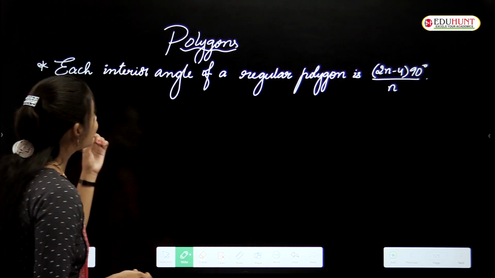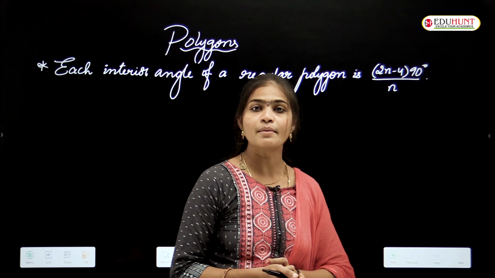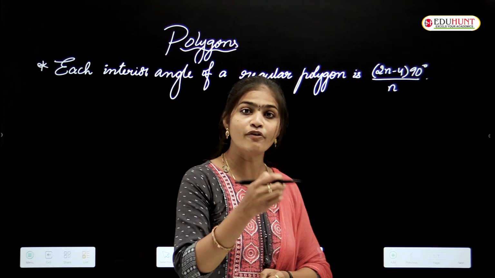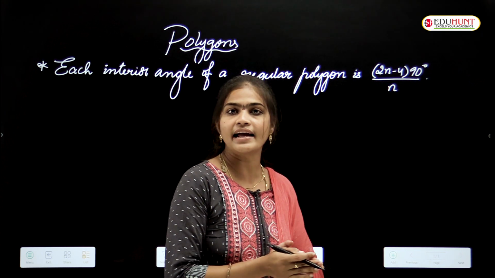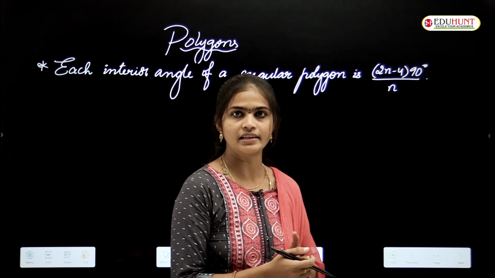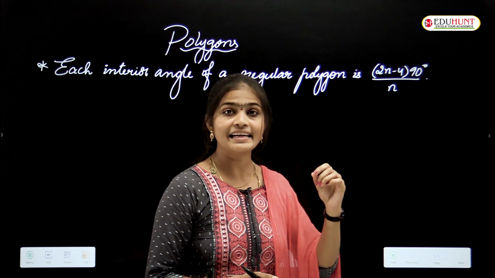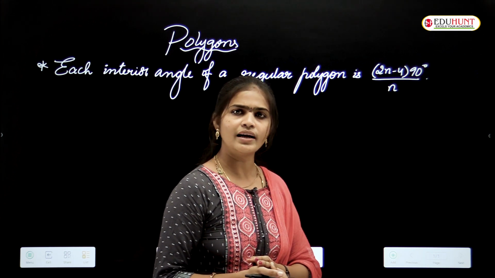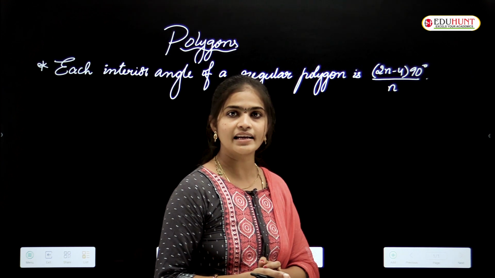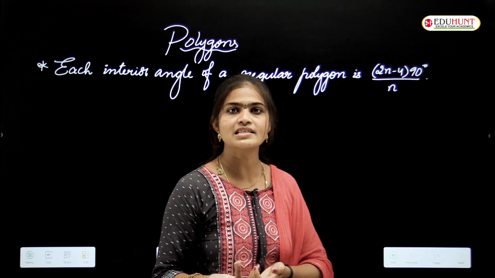So here, each interior angle of a regular polygon. Previously we discussed the sum of all interior angles. If you add all the angles, you will get some result, right? How to find that, we already learned. Now my question is how to find each interior angle. Why am I saying each interior angle? In a regular polygon all angles are equal.